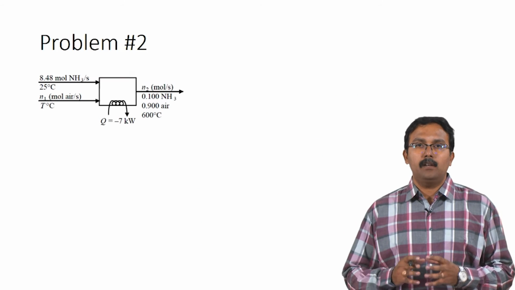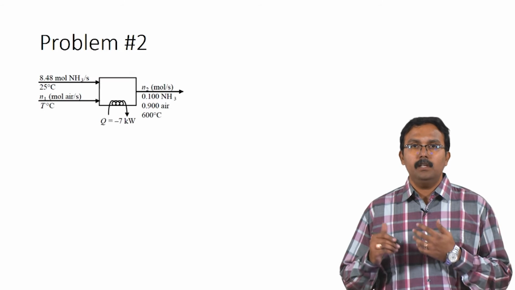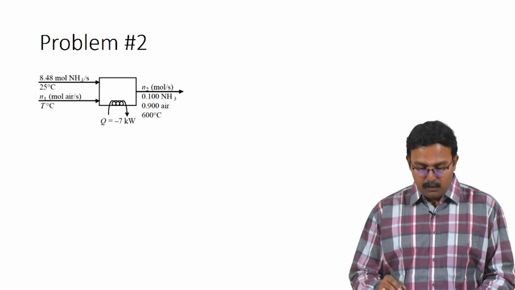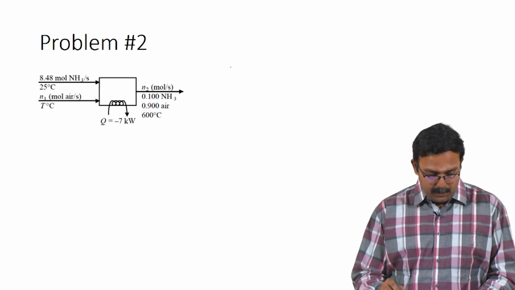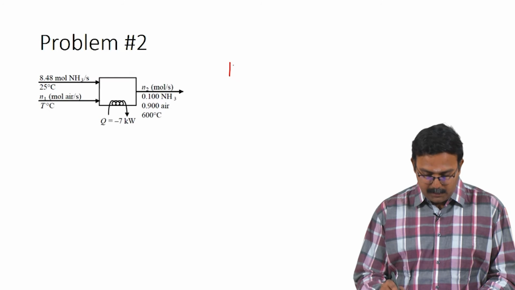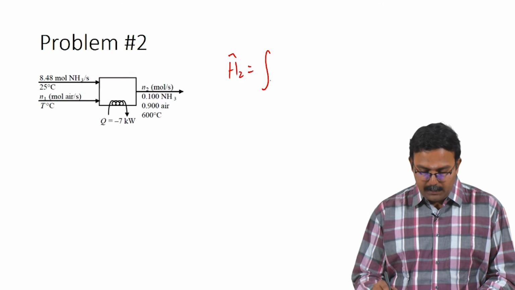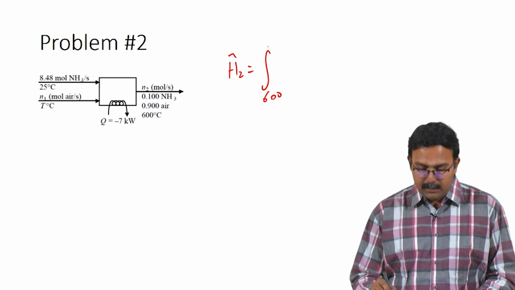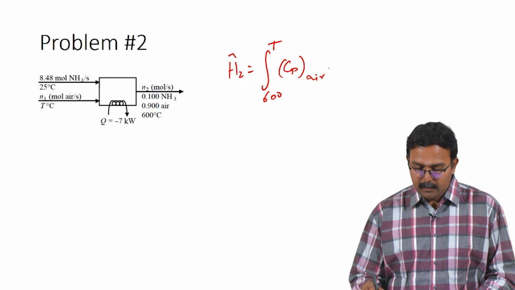So, the next step is to calculate H2 cap. For H2 cap we cannot calculate the numerical value because we do not know the inlet temperature. So, our problem would be given as H2 cap is equal to the integral from 600 degrees Celsius to temperature T of Cp of air dT.